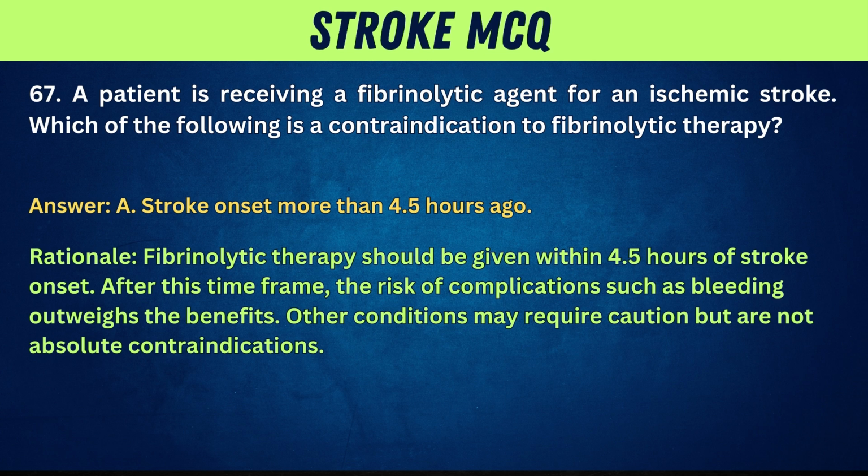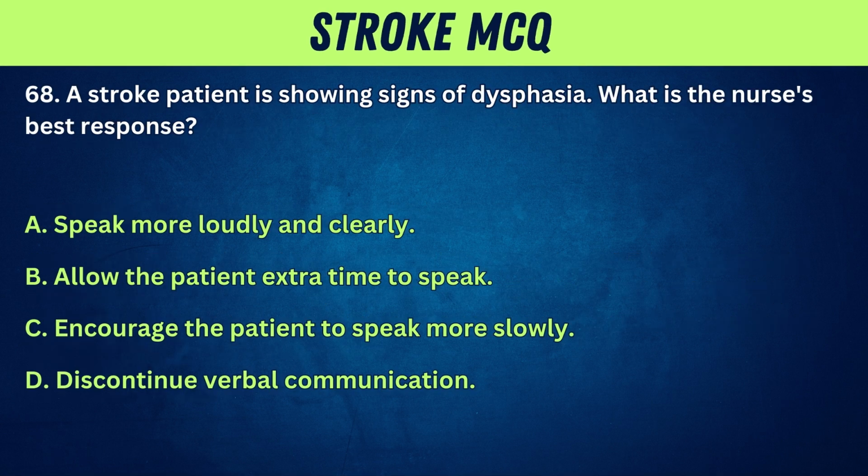Rationale: fibrinolytic therapy should be given within 4.5 hours of stroke onset. After this time frame, the risk of complications such as bleeding outweighs the benefits. Other conditions may require caution but are not absolute contraindications.